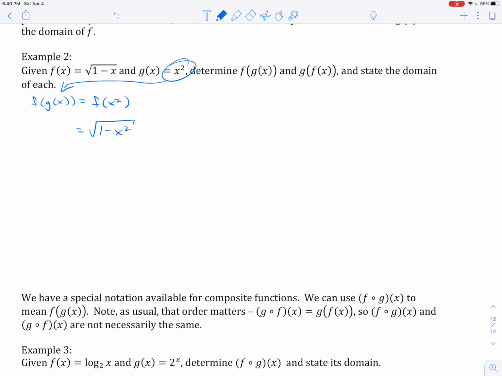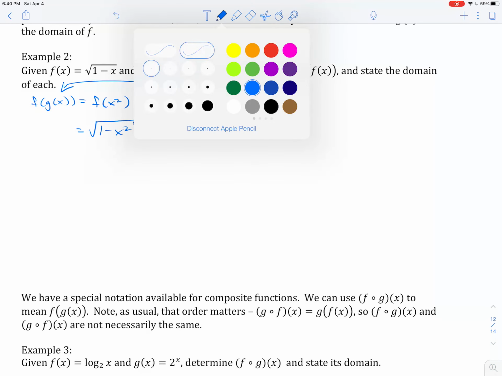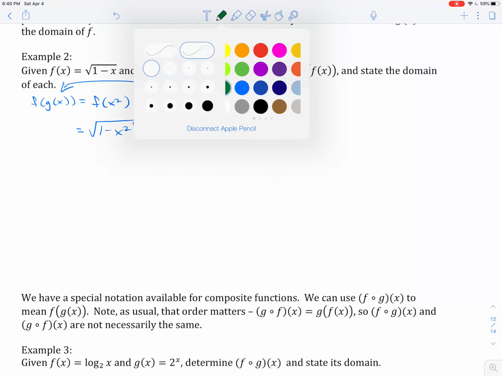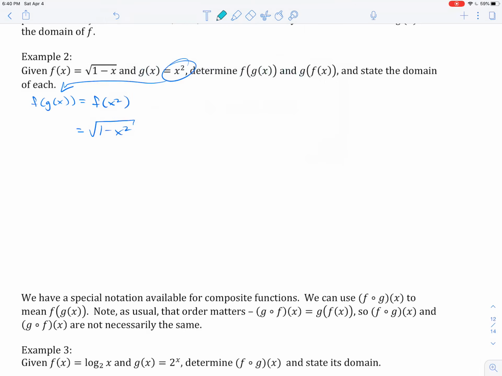In this case, you need 1 minus x squared to be positive, because as we all know, you can't take the root of a negative. You can do some side work somewhere. You can say that 1 minus x squared has to be greater than or equal to 0. You can say that 1 has to be greater than or equal to x squared.